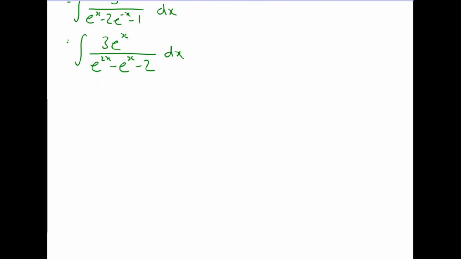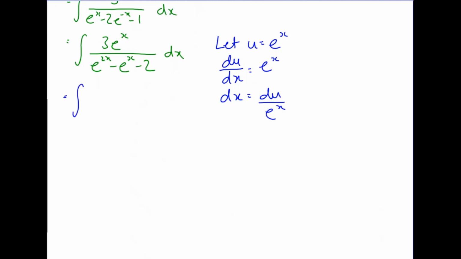At this stage, yeah, it doesn't look that nice. I'm going to use a substitution. We're going to use the substitution u equals e to the x. So if I differentiate that, I get e to the x. And rearrange this to make dx the subject. Get du over e to the x. Subbing all this in, I'm going to leave the top for now, 3 e to the x. On the bottom here, I get u squared minus u minus 2. And I get du over e to the x, which cancels out that one.